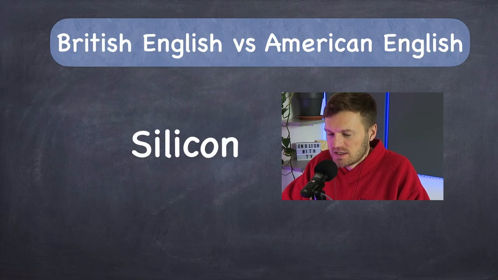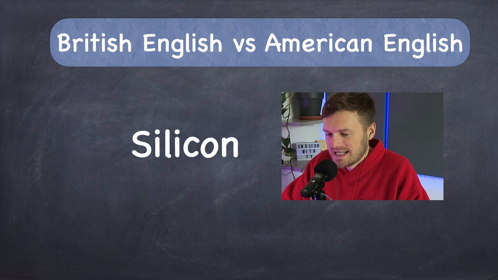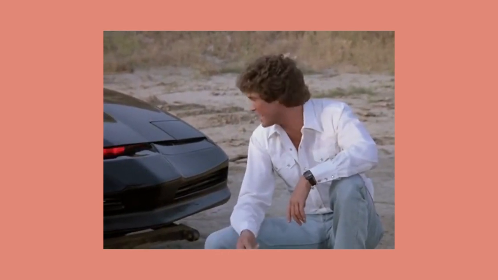The next word is spelled S-I-L-I-C-O-N. And in British English, some people might say silicon. And in American English, some people might say silicon, but some people might also say silicon, especially when they talk about Silicon Valley.